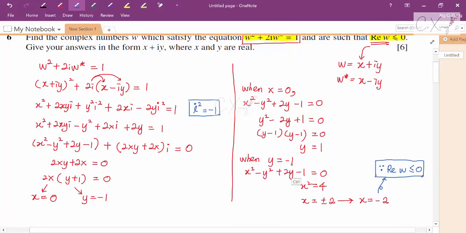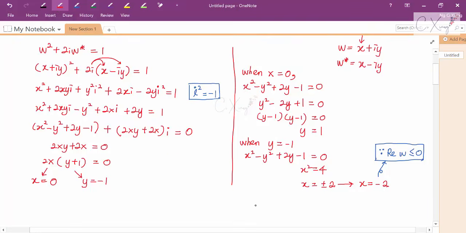We are having the second set of answer here, and we want to rewrite it into the pattern of the complex number. So what is our w here? The w will be x plus yi. First set of answer, x is equal to 0, y is equal to 1, so our first answer will be w equals i. The second answer will be x equals -2, y equals -1. So when you write it up, it should be equal to -2 minus i. So these will be the two complete answers for the complex number w.